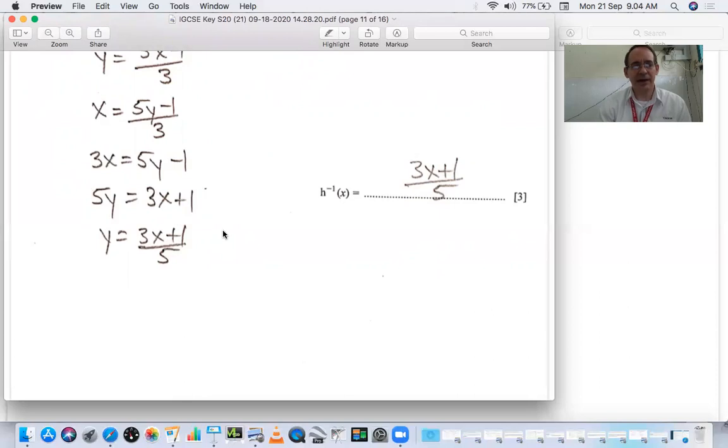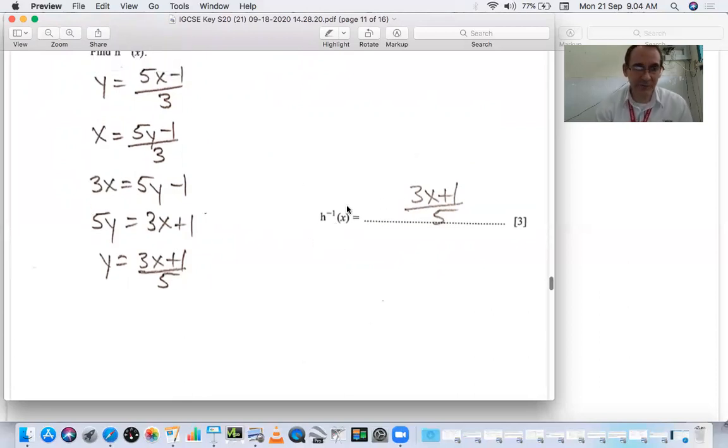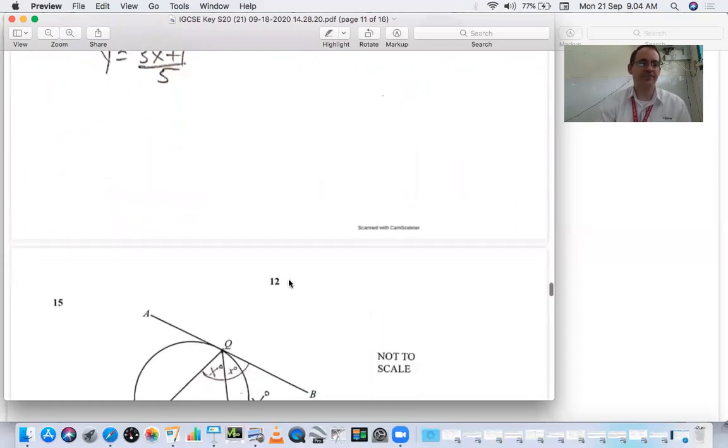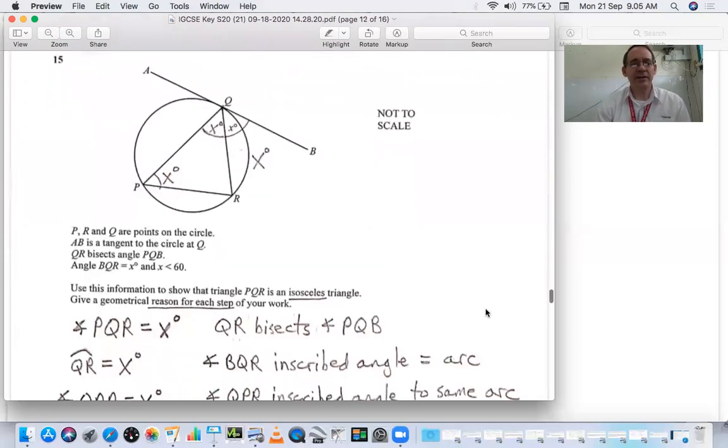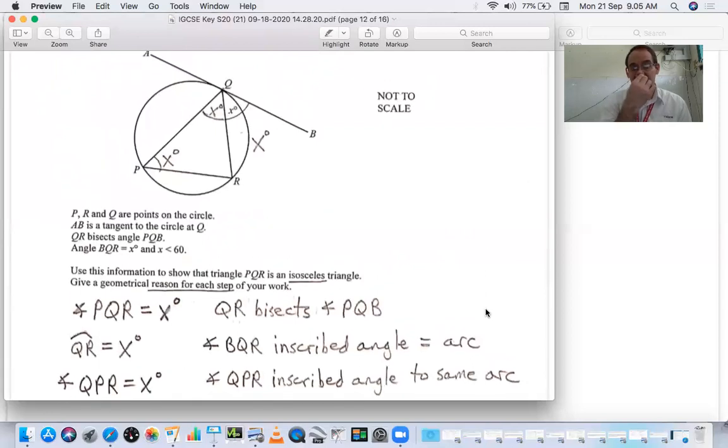Then divide by 5, and don't forget to rewrite it into function notation or inverse function notation. The inverse h of x is now equal to 3x plus 1 over 5. So switch x and y, solve for y, that's your inverse function. Moving down here, I realized when I look at this later, I made a mistake in my marking. So I'll explain it here.